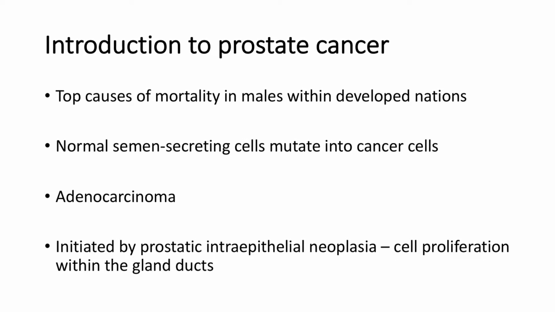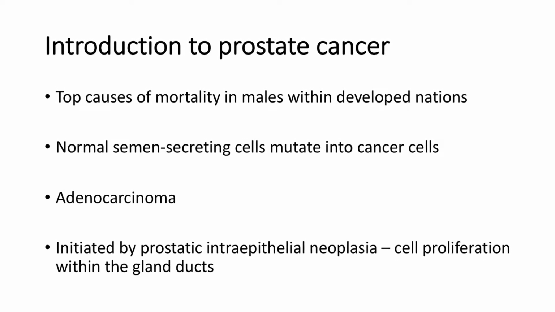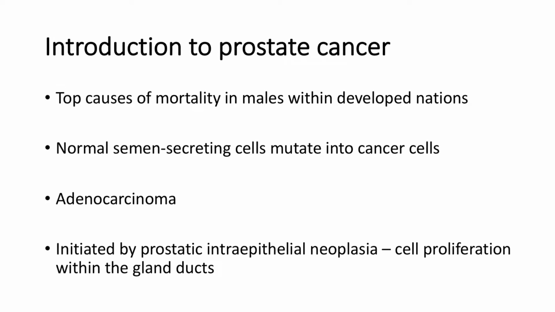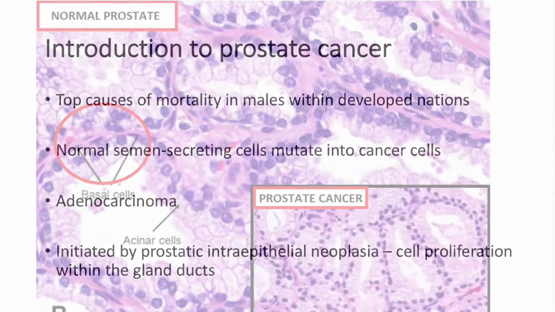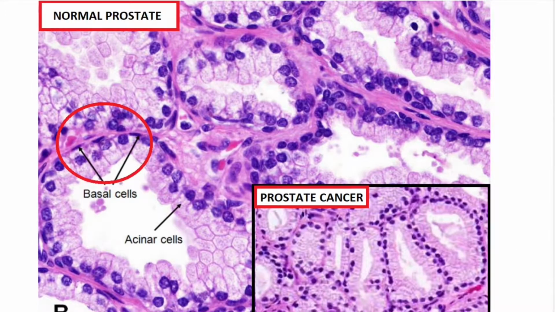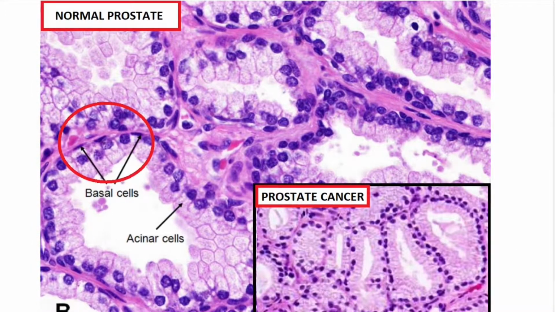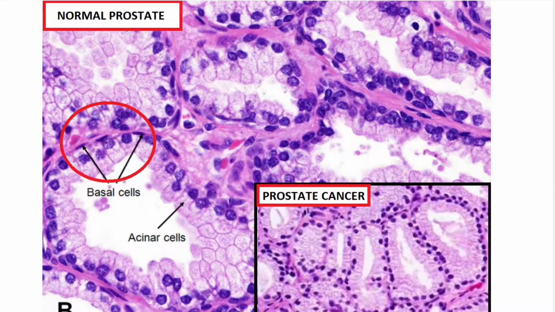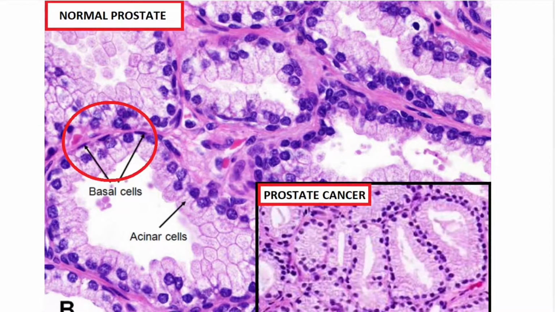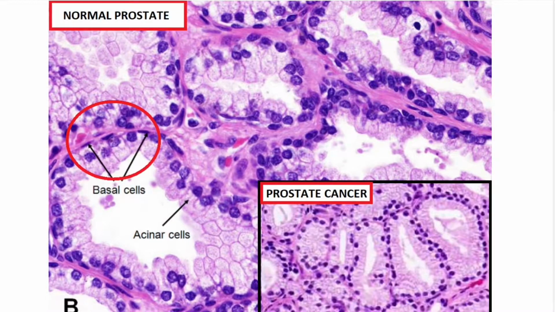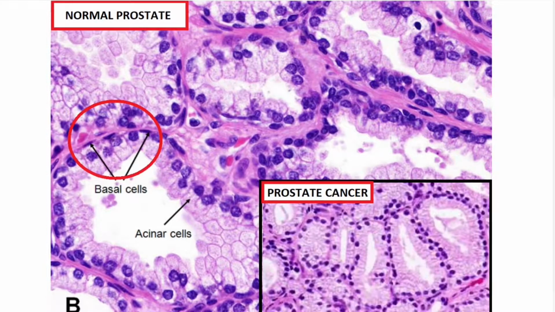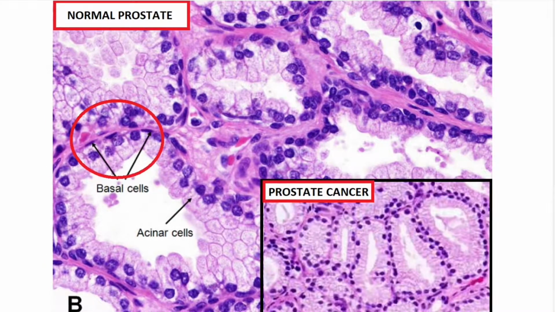A wide range of evidence suggests that prostate cancer is initiated by prostatic intraepithelial neoplasia, which is characterized by cell proliferation within the gland ducts. As seen in the histology images, prostate cancer has a reduced number of basal cells compared to the normal one. This results in the basement membrane and the lumen structure being damaged and distorted. Additionally, in prostate cancer, only a single layer of glands can be seen. This reduces the secretion of prostatic fluid.